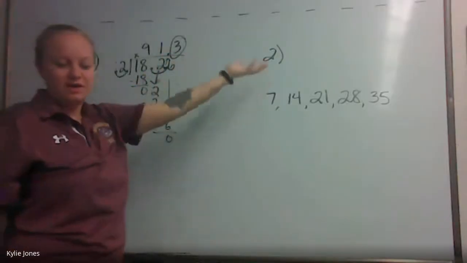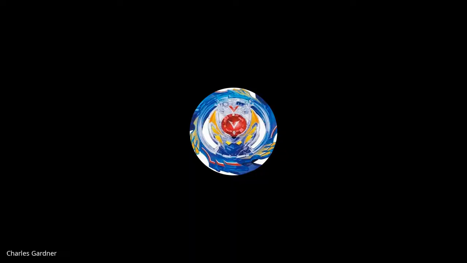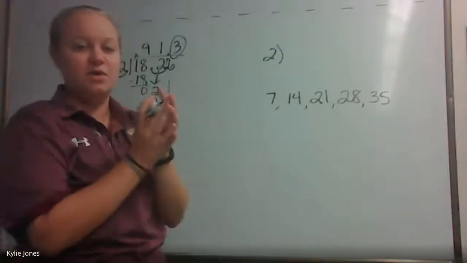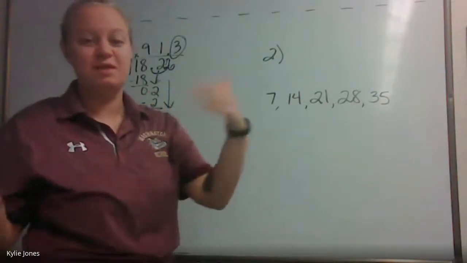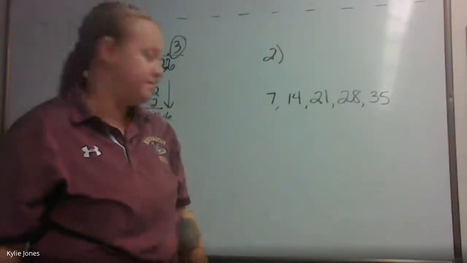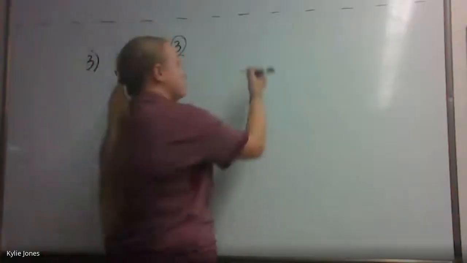Number 4, we already kind of talked about it, the difference between a factor and a multiple. Factors are going to be the numbers that multiply to get a bigger number, and a multiple is skip counting by that number. Okay? I'm not going to write that out though. All right, and number 5, we're multiplying.